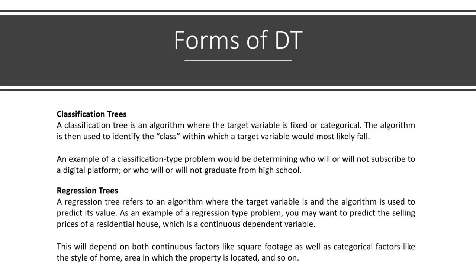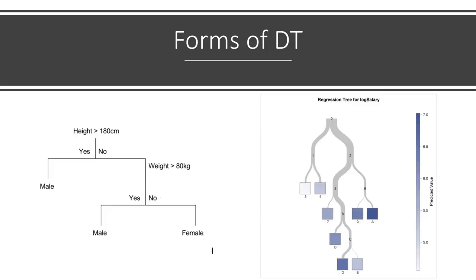Regression trees refer to an algorithm where the target variable is continuous, and this algorithm is used to predict values. An example of a regression type problem would be predicting the selling price of residential houses, which is a continuous dependent variable. This will depend both on continuous factors like square footage, as well as categorical factors, like the style of the home, the area in which the property is located, and so on. This was just a brief discussion of the definitions.